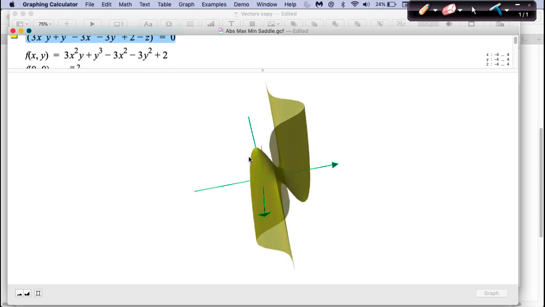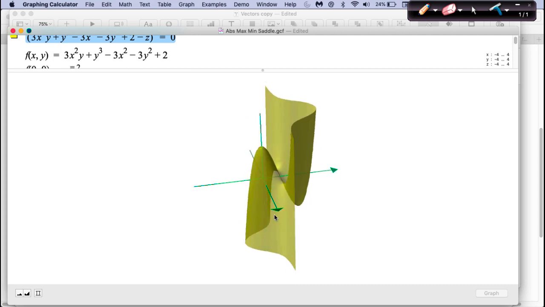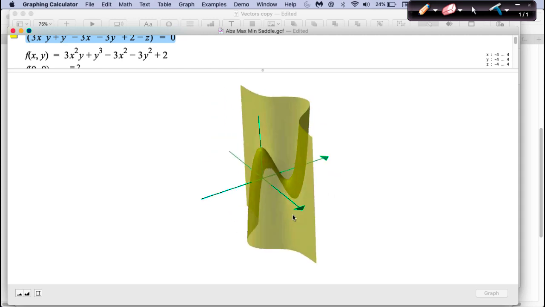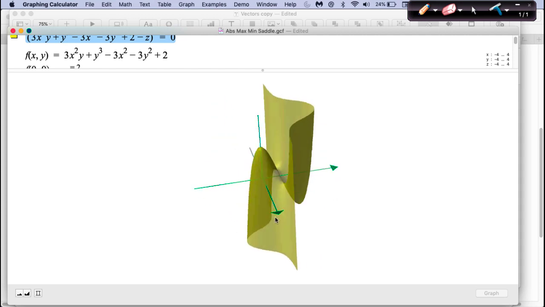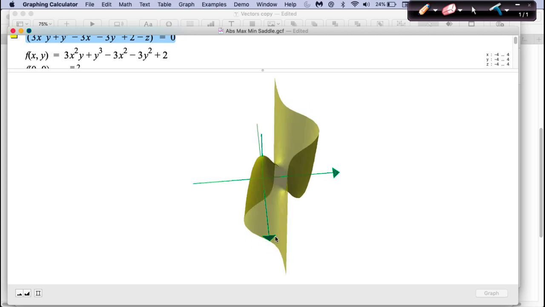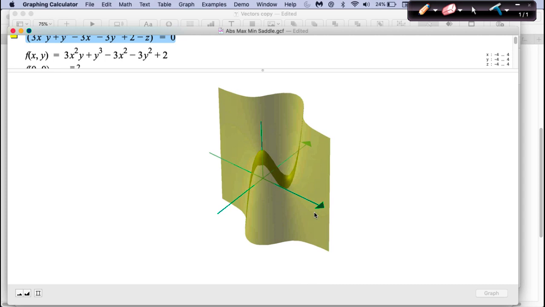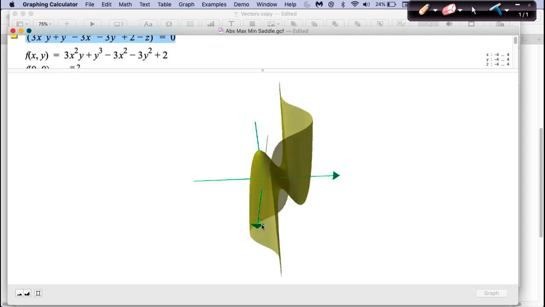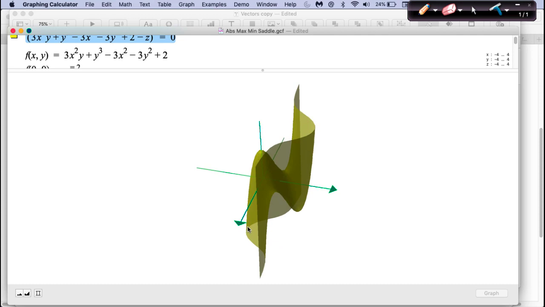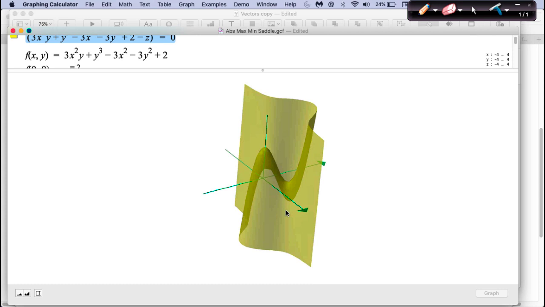Okay, so let's just predict. What do you see here for local max, min, and saddle? How many of each? How many local maxes do you see? 1, right? Right there on the z-axis. Local mins? 1 over here in positive y territory. And then how many saddles? 2. Okay, so that's what we'd be expecting.